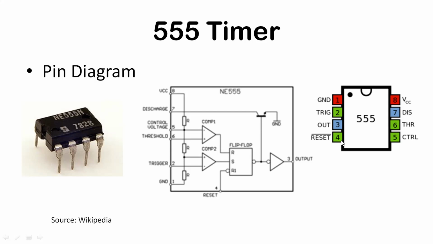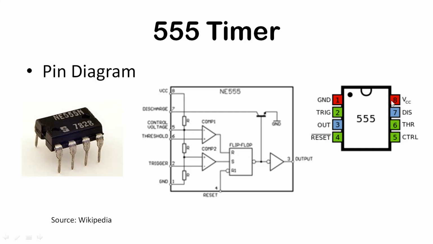If you apply a low signal, that means if the reset pin is connected to ground, then the IC will not operate. So for normal operation, to enable the IC, you have to connect pin number 4 with some positive voltage such as VCC. Pin number 5 is called the control pin. Pin number 6 is the threshold pin. Pin number 7 is the discharge pin, and pin number 8 is the supply pin, that is VCC.